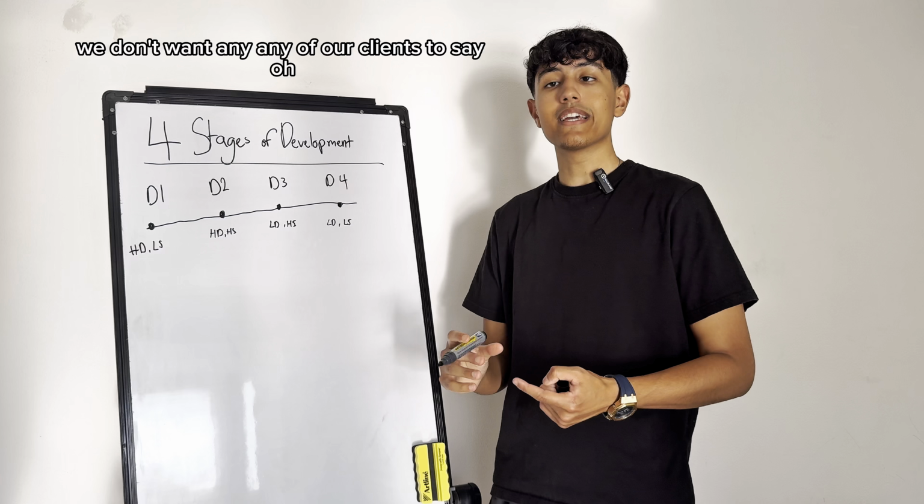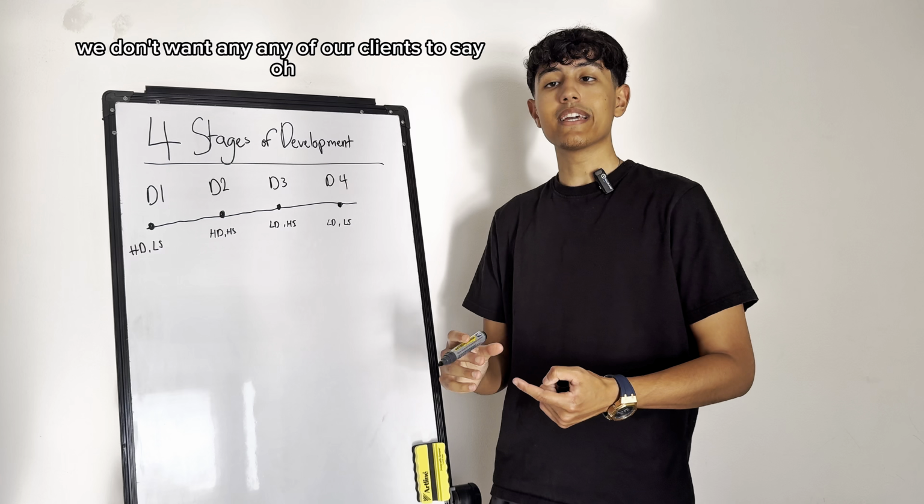D1 is high direction and low support. D2, high direction, high support. D3, low direction and high support. And finally, D4, which is low direction and low support. I'll break it down to make it a tiny bit easier so you can understand this very simply. Just as an example, say you have a 4-month program where D1 is the first month, then the second month, third month, and fourth month.